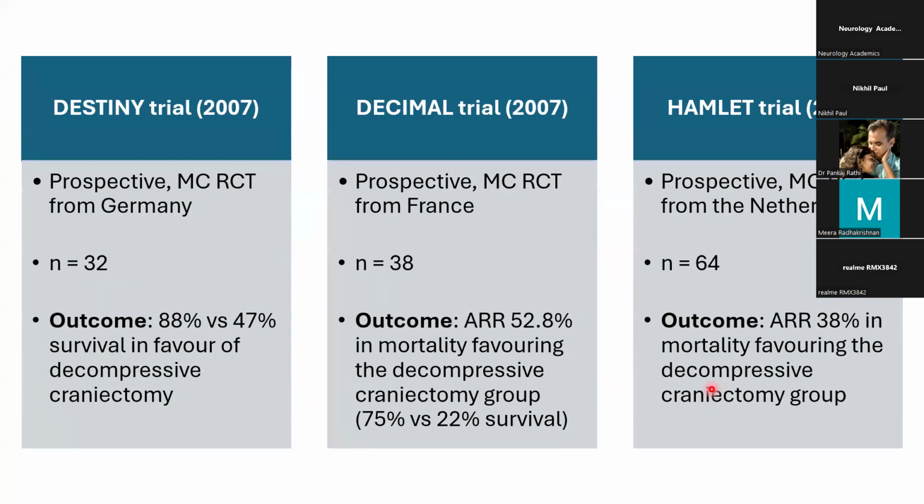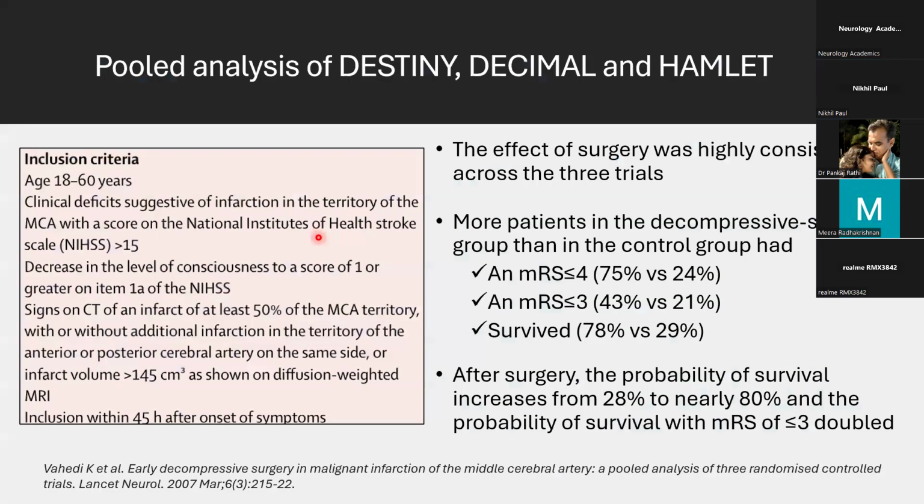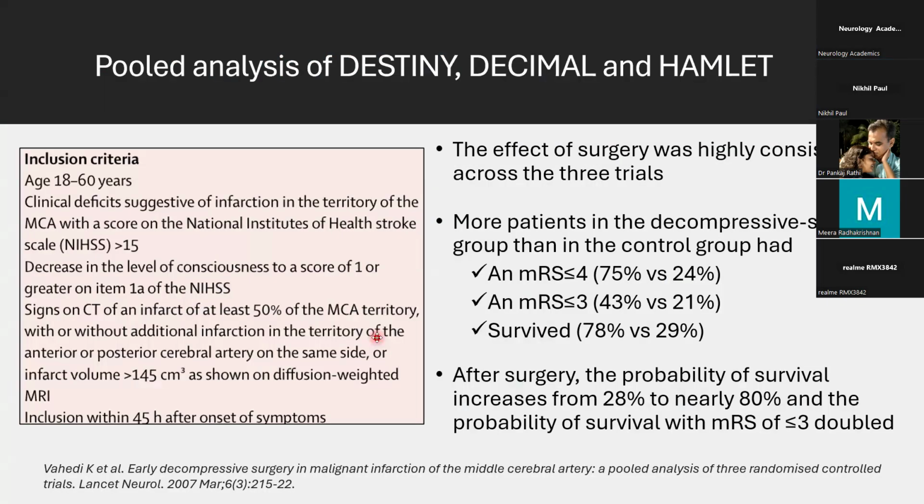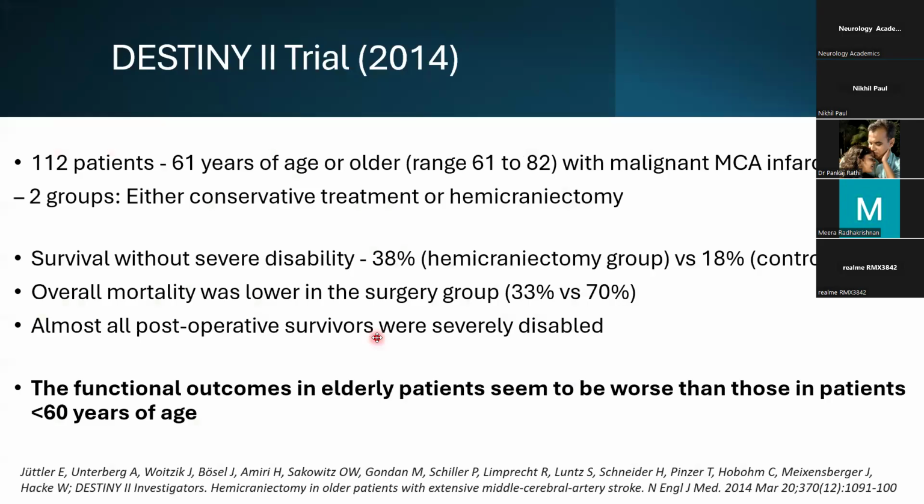So all this is data. Decompression is a big topic. We will not go into details of it. Most of this data comes from 3 trials in the late 2000s, conducted in Europe, which all showed a positive improvement with decompression following stroke. A pooled analysis of all these studies showed that surgery with decompression created a significant reduction in mRS scores, and survival was also increased in patients who underwent decompression. These studies included patients both less than 60 and more than 60. Also, the DESTINY 2 trial showed some improvement.